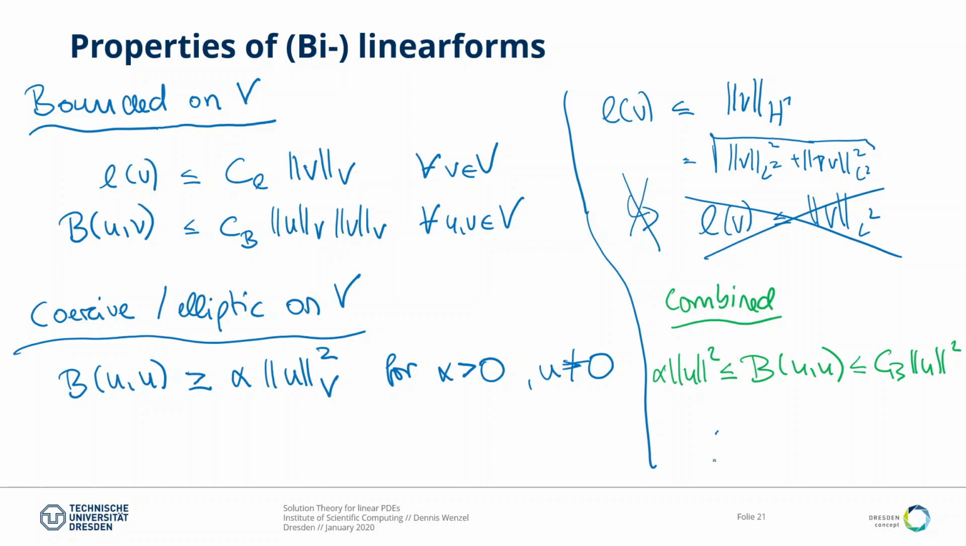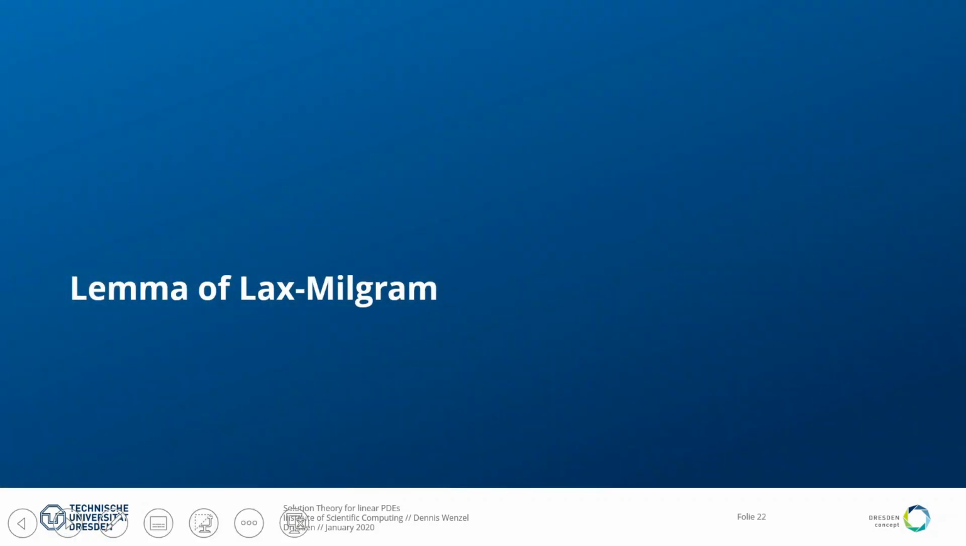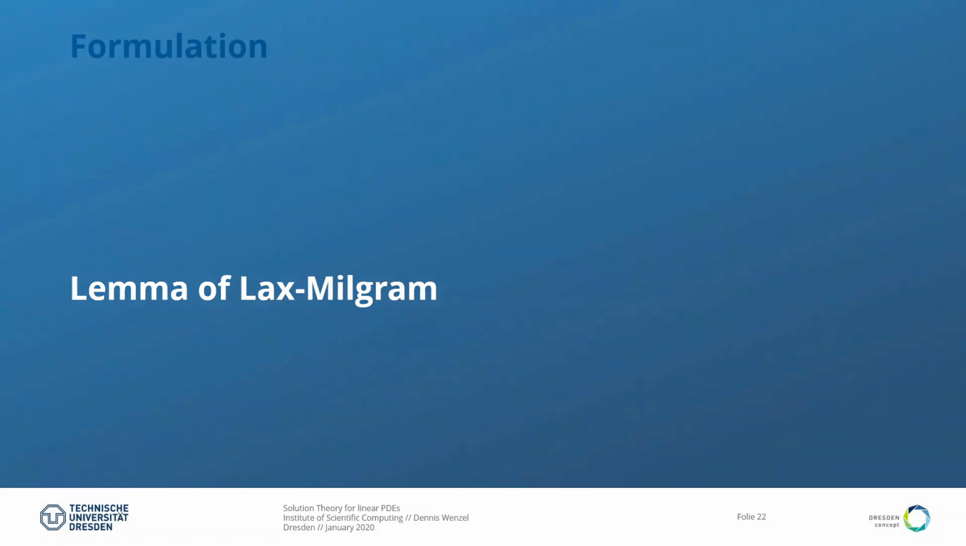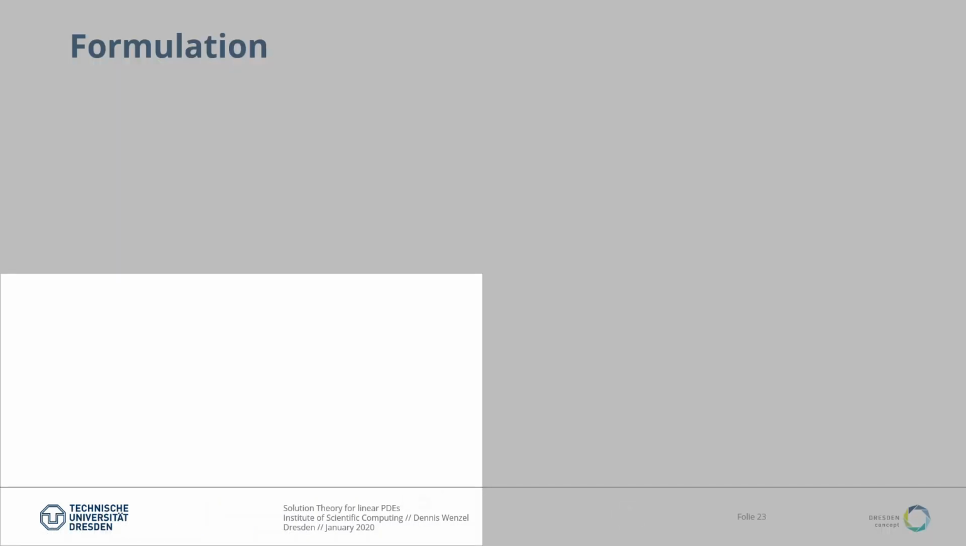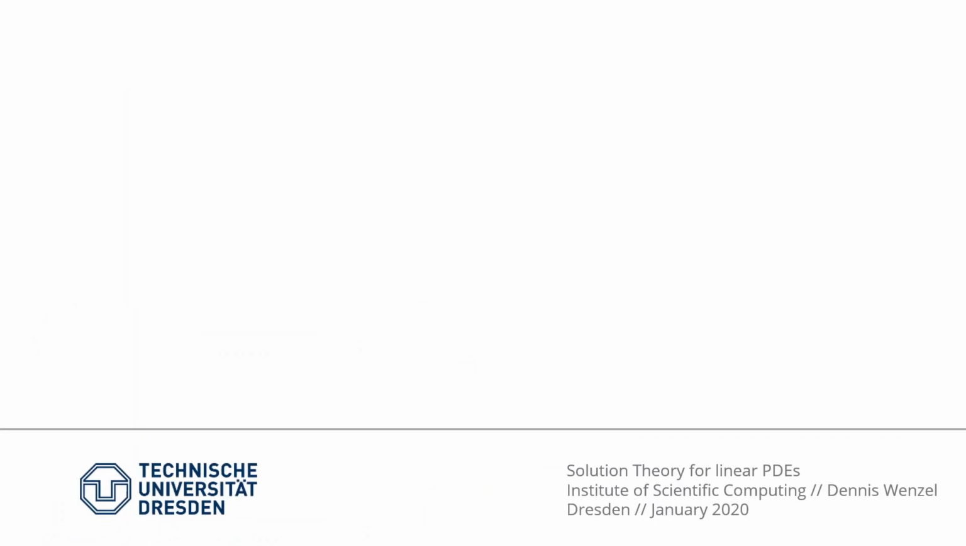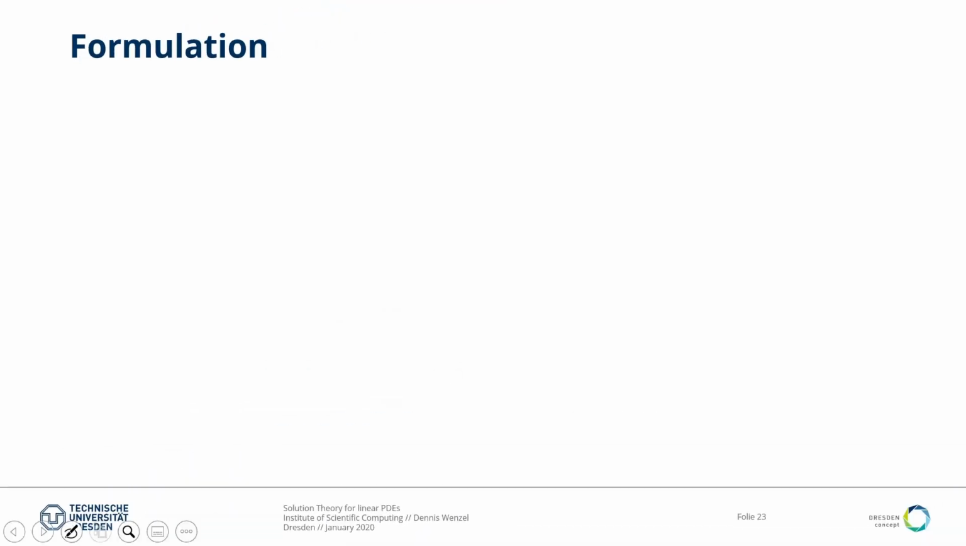Okay, so we have those three properties here, and that's all we need in terms of theoretical discussion of those bilinear and linear forms. And now we can continue with the result that we're interested in. The result we are interested in is the so-called lemma of Lax-Milgram. So in order to start the discussion, we will dive right into the strictly mathematical formulation, and afterwards we want to look at the use for us.